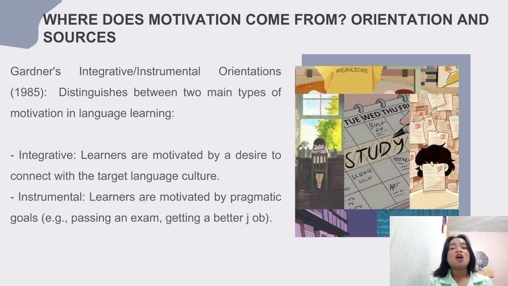Orientation and sources. Gardner's integrative and instrumental orientations, 1985, distinguish between two main types of motivation in language learning. Integrative learners are motivated by a desire to connect with a target language culture. Instrumental learners are motivated by pragmatic goals, for example, passing an exam, getting a better job.